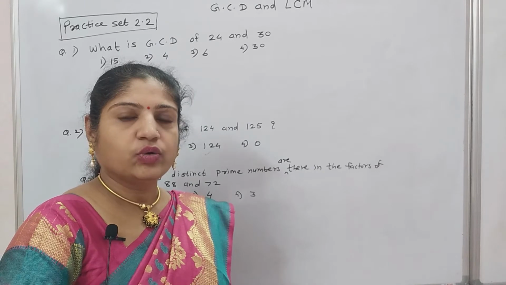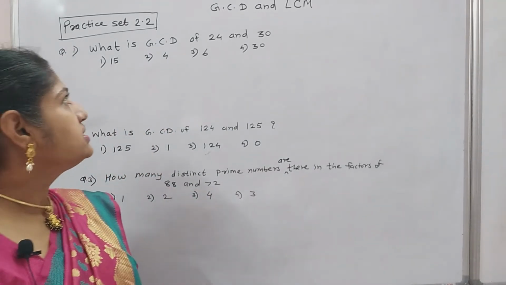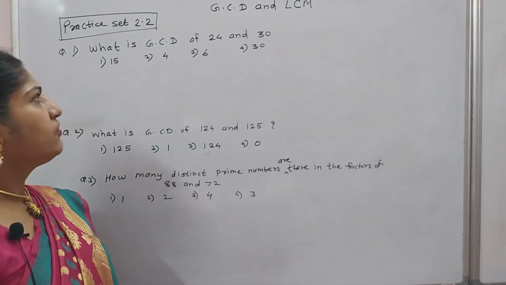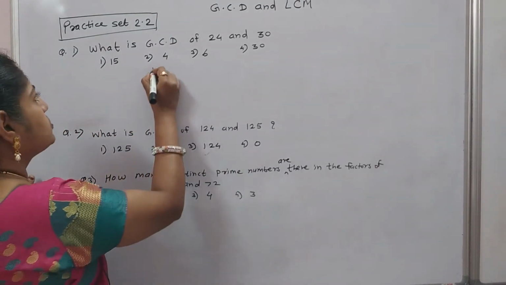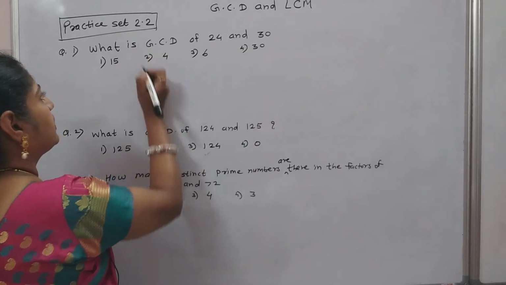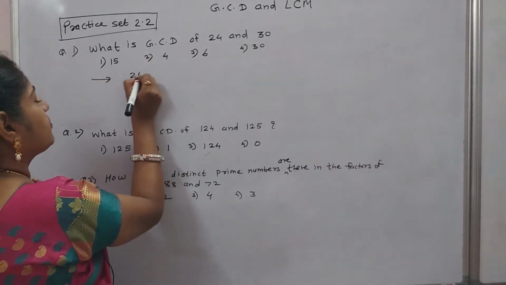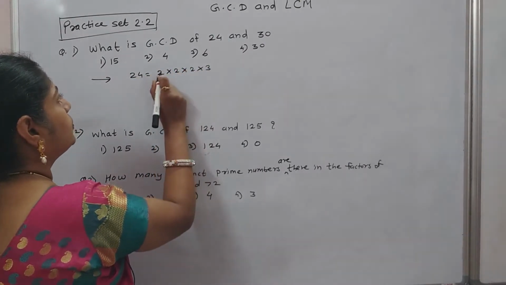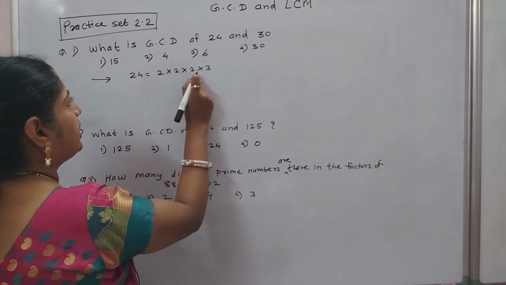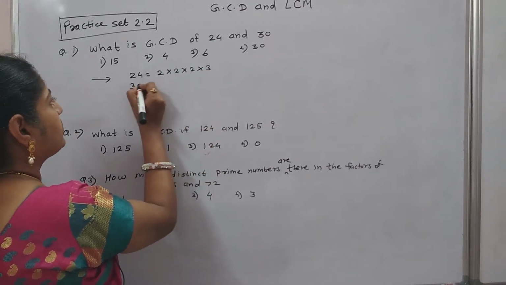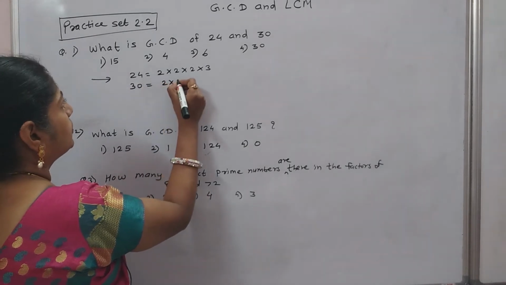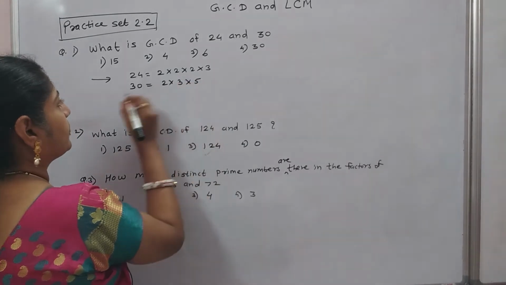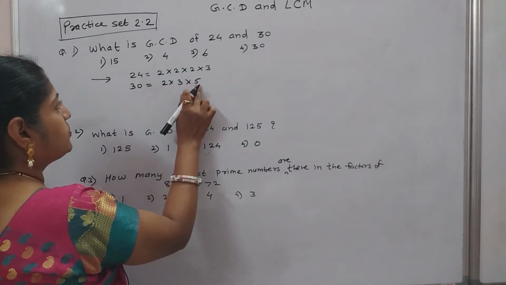Now practice set 2.2. First question: what is the GCD of 24 and 30? Use the listing method or the factorization method. First of all, I write the factors of 24: 2 into 2 into 2 into 3. 2 2s are 4, 4 2s are 8, 8 3s are 24. Factors of 30: 2 into 3 into 5. 2 3s are 6, 6 5s are 30.